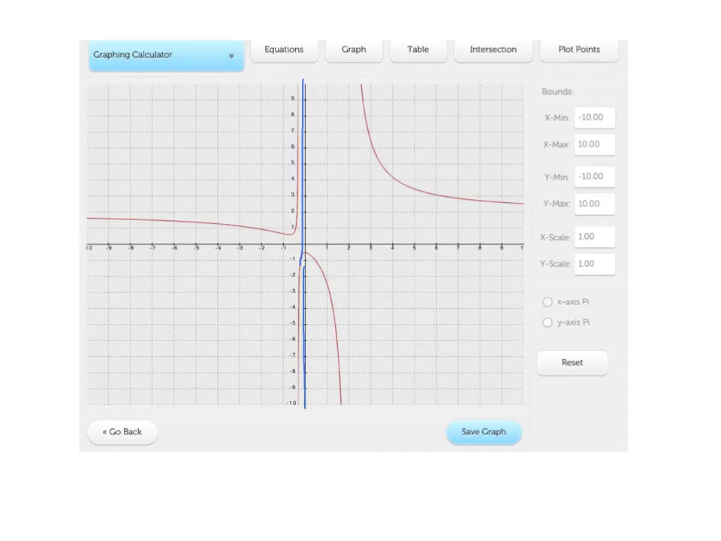And there's another one at x equals 2, which is right here. And as you can see, our graph is getting closer and closer to that vertical asymptote, but it never actually touches it.